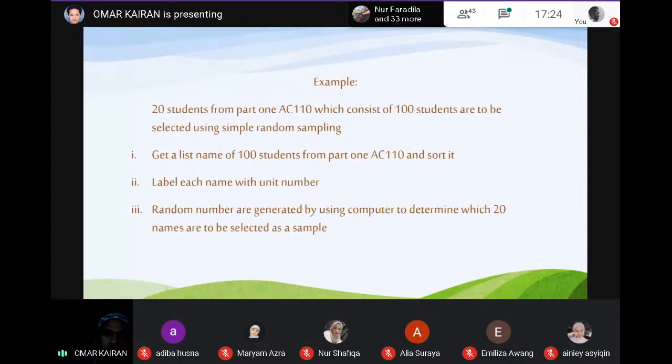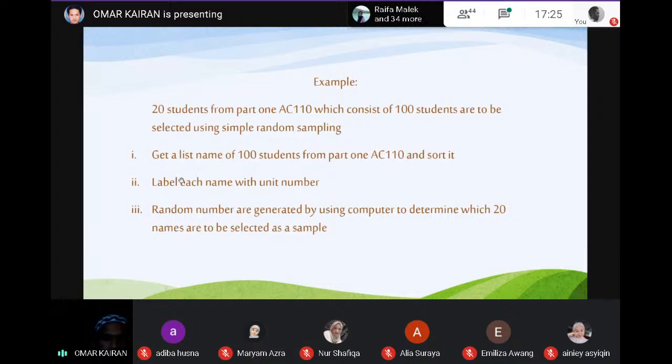Example, 20 students from part 1 SC110, which consists of 100 students, are to be selected using simple random sampling. Kita ada 20, kita nak pilih from 100 students, okay. Only 20 students yang kita nak pilih, by using simple random sampling. So how to implement the simple random sampling for this kind of situations? So the first step is get a list name of 100 students from part 1 SC110 and sort it.